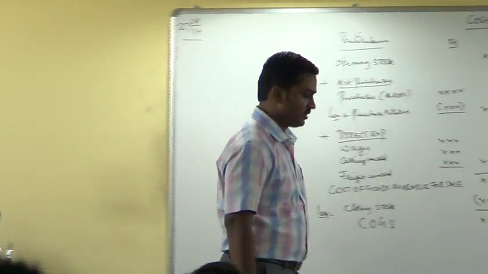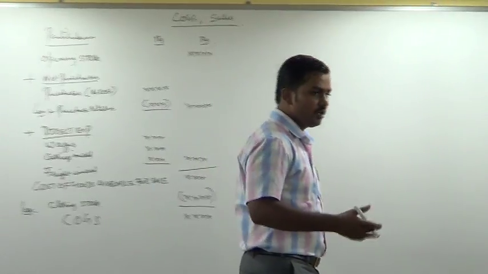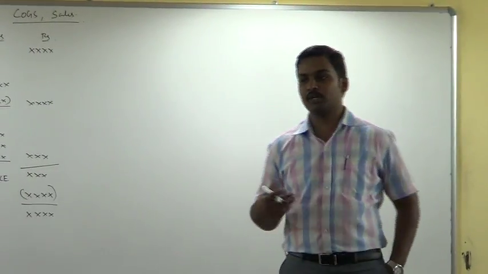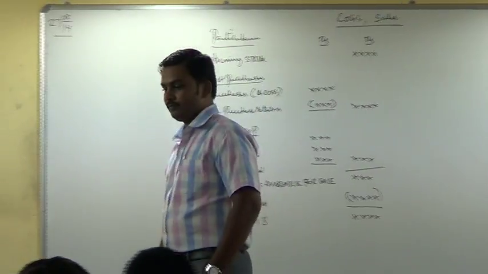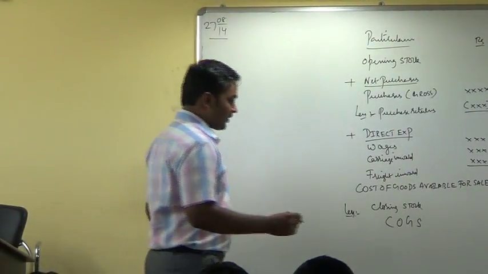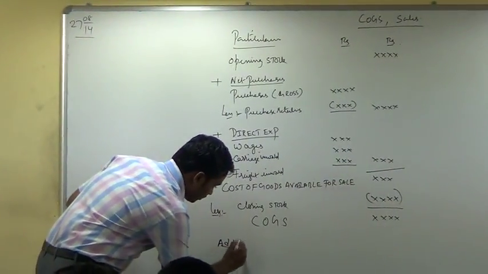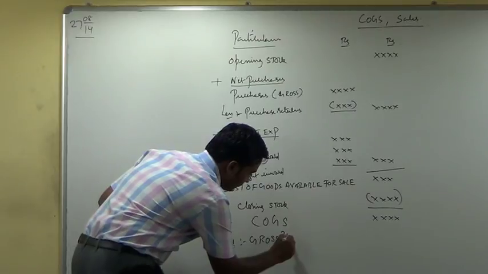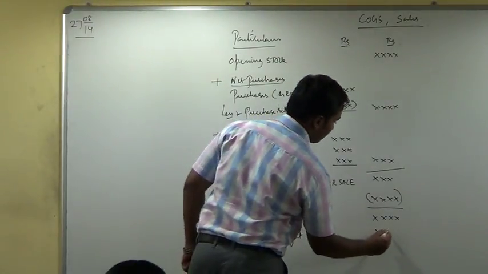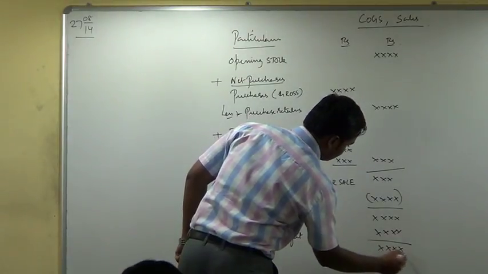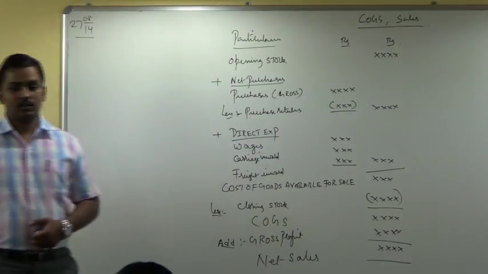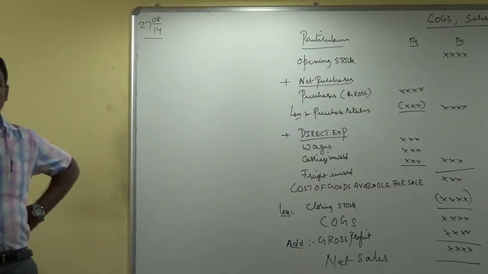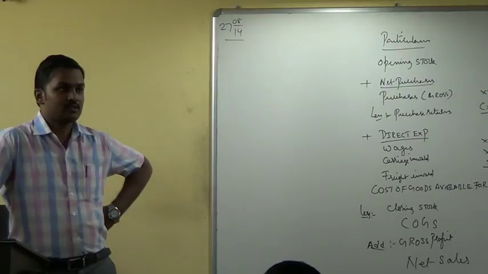Very, very important. Many a times when you go for an interview, they would like to ask whether you know the meaning of cost of goods sold, how to calculate cost of goods sold, what are the components of cost of goods sold. After cost of goods sold, add gross profit or gross margin. You will get net sales.